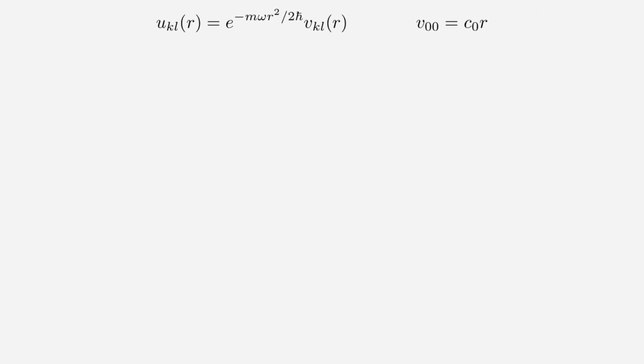Okay, the next step is to build u from v using this relation. Inserting the expression we got for v00 into this equation, we get u00 as equal to C0 times r times the Gaussian.